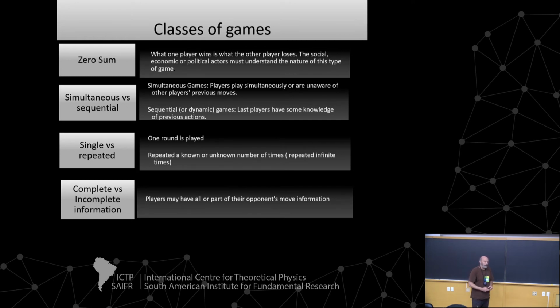And finally, I will mention what is complete versus incomplete information. And the concept is very clear. Players may have all of or only part of the information about the opponent. So if I know what the opponent can do, I have complete information. If I don't know exactly which strategies are available for the opponent, I have incomplete or partial information. And again, there are times when the situation leads to a complete information scenario, and there are times when the situation leads to an incomplete information scenario.